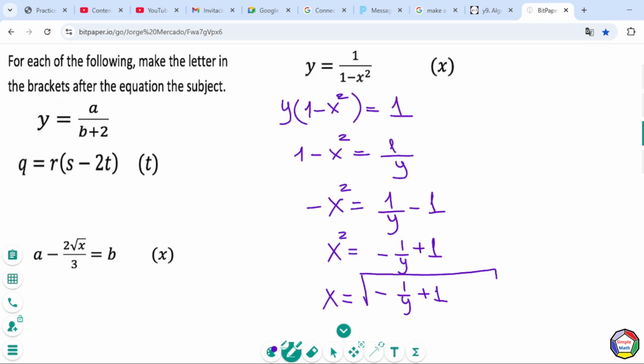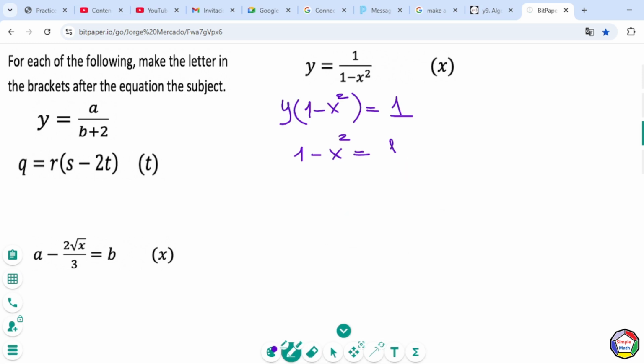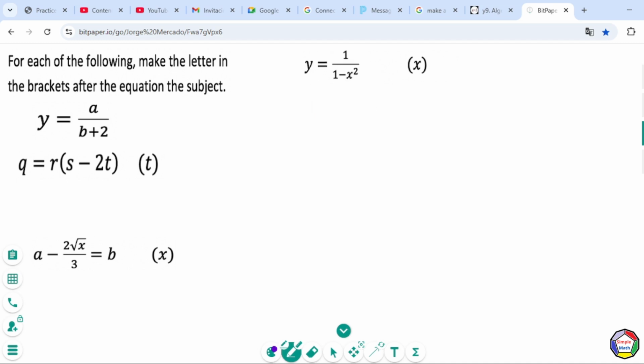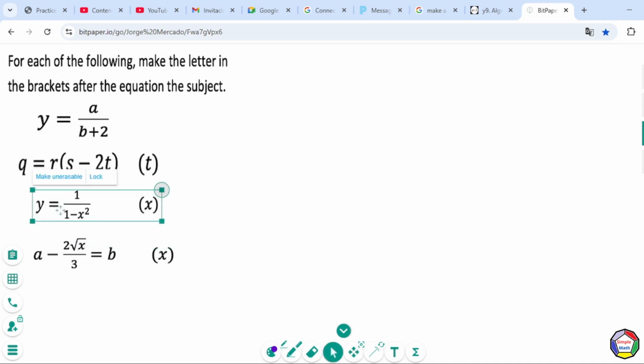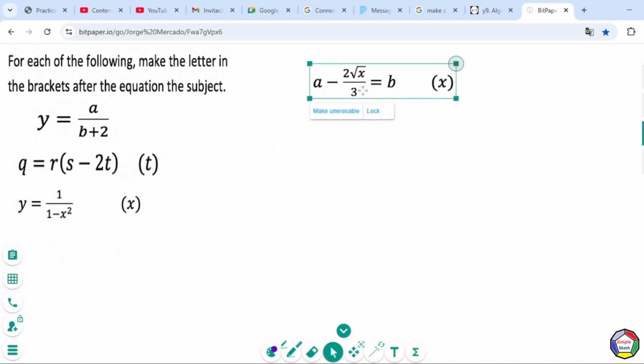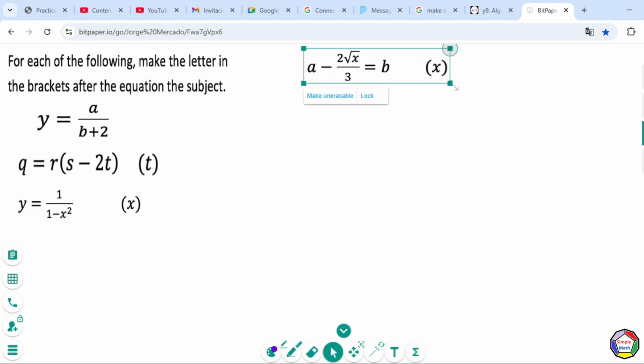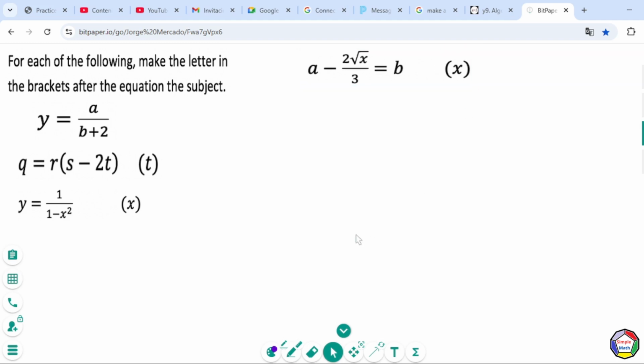So let's continue with the last exercise. I'm going to erase everything here just to start explaining the last exercise. So finally, I'm going to take the last exercise, which is this one, and I will make x the subject. If you see x is inside the square root of something, I would use the property, yes, the inverse operation.